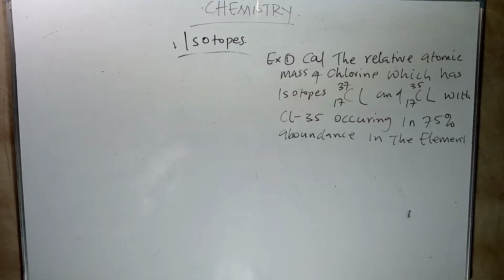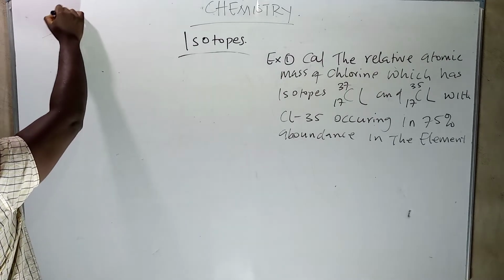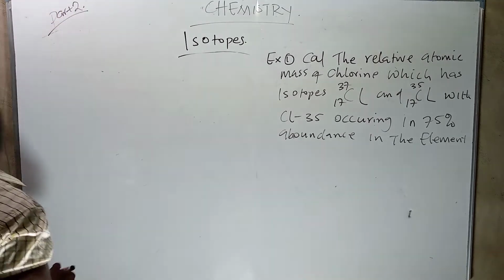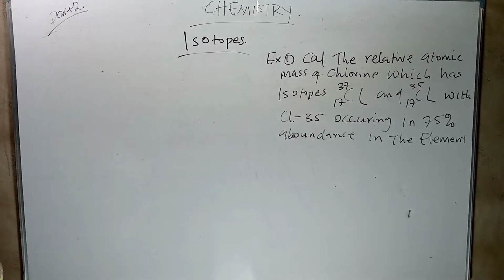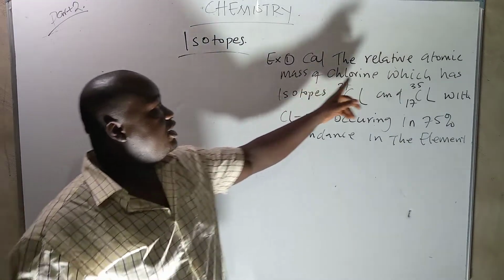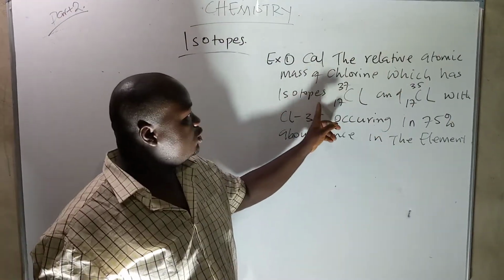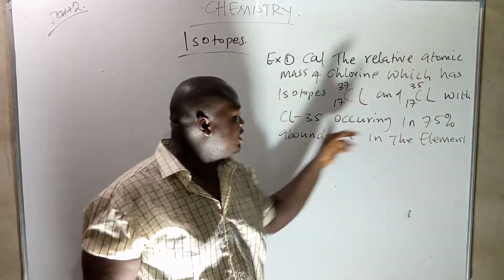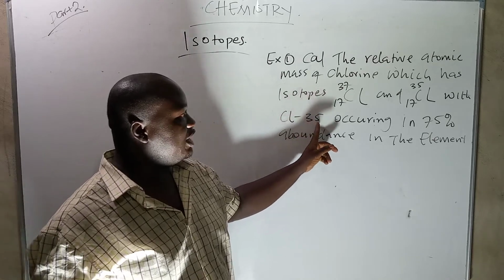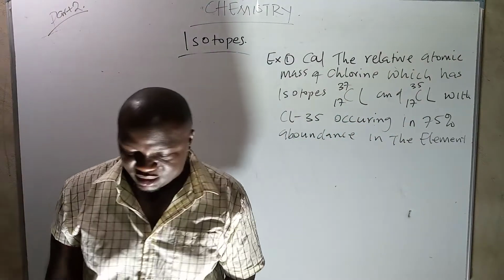In example number 1, under part 2 of the video on isotopes. If you have not watched part 1, please endeavor to watch it. Calculate the relative atomic mass of chlorine, which has isotopes Cl-35, meaning the chlorine with the atomic mass of 35, occurring in 75% abundance in the element.